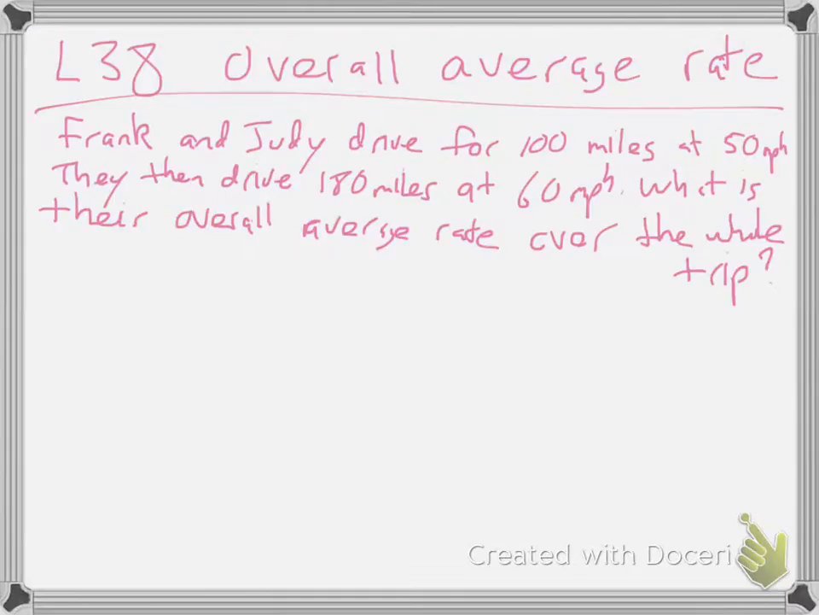So let's go back to this problem where it says Frank and Judy drive for 100 miles at 50 miles per hour. They then drive 180 miles at 60 miles per hour. Different speed zones. Maybe there's less traffic, more traffic on the highway. What is their overall average rate over the whole trip? This is different than their average rate over each leg of the trip. So what we need is total distance over total time.